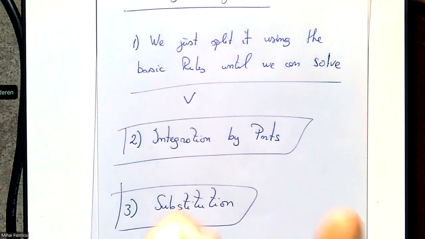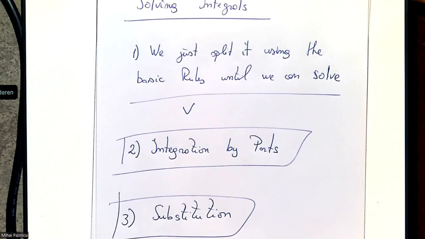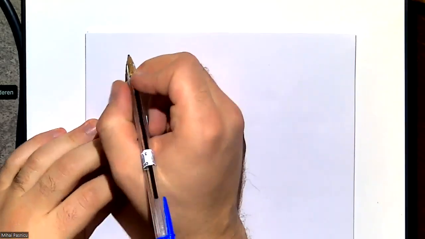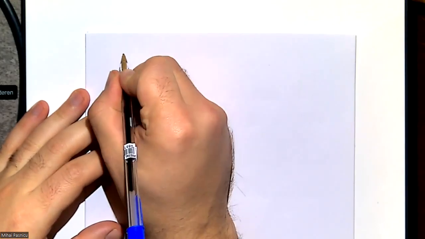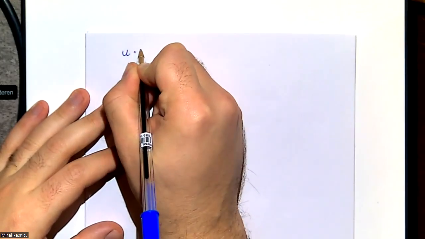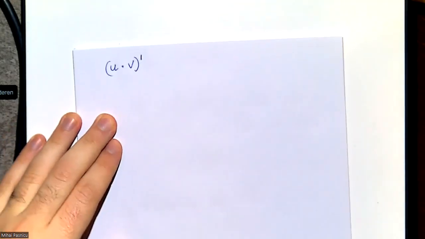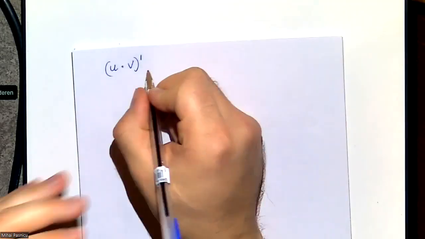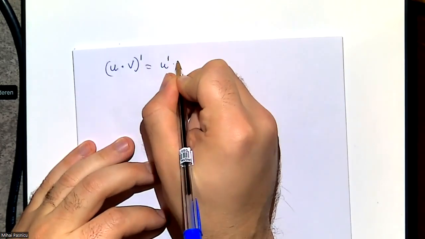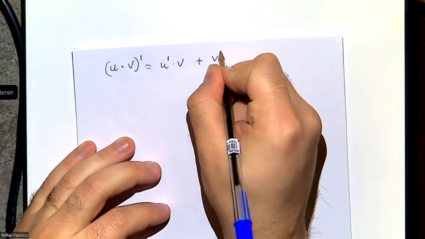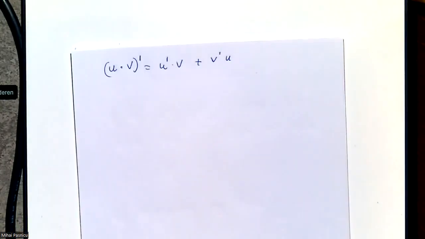You either just break it apart into simpler versions until you can solve it, or you do integration by parts, or you do substitution. Okay. This integration by parts is nothing fancy. It's just the product rule written differently. What's the product rule? If you're asked to take a derivative of u v, what would it be? Come on. Everyone knows it by now. It's u prime v plus v prime u. Okay? So this is the product rule of derivatives.